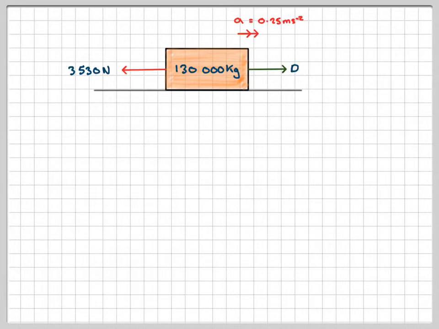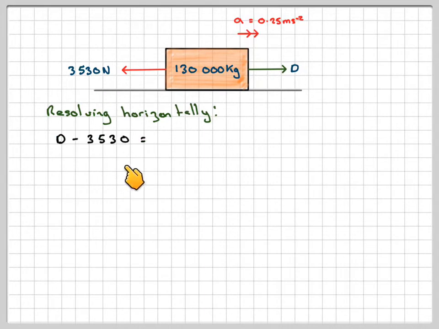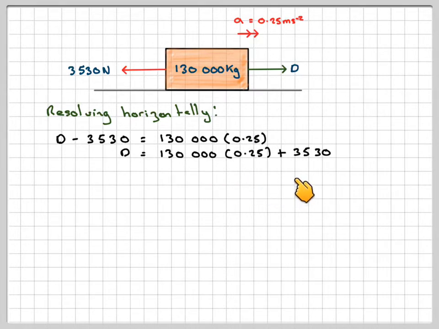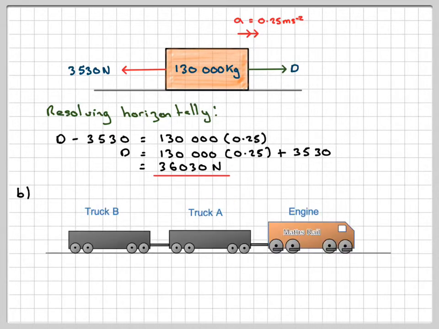3,530 newtons and D. If we now resolve this horizontally, we get D minus 3,530 is equal to the mass, which is 130,000, times the acceleration, using Newton's second law. Therefore D will be 130,000 times 0.25 plus 3,530, which gives me 36,030 newtons. Now if we look at the whole system, we have an acceleration of 0.25 meters per second squared and the driving force of 36,030 newtons.